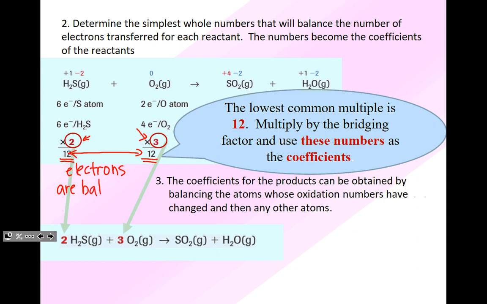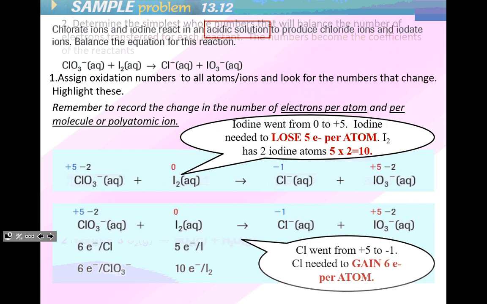And that's what we need. The thing that you have to take away is that these numbers here, this 2 here, becomes the coefficient for the sulfur, and this 3 becomes the coefficient for the oxygen, okay? I actually was talking to a math person, and the correct terminology is you have to multiply by the bridging factor, and these numbers then become the coefficients. That's it. That's the only trick. Once you have that, everything else is cake. Because then we use these coefficients to balance the rest, and I'll show you that.